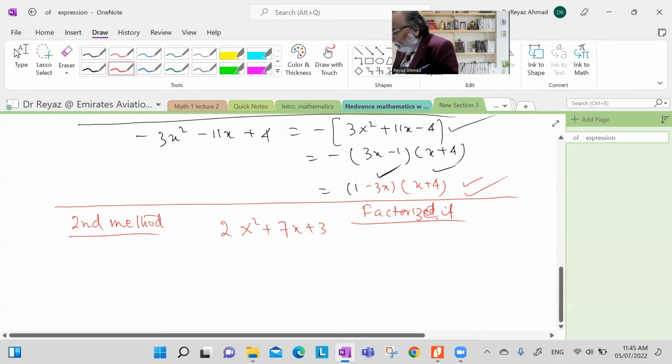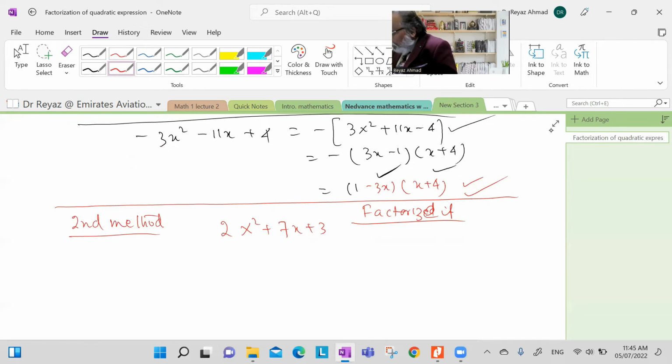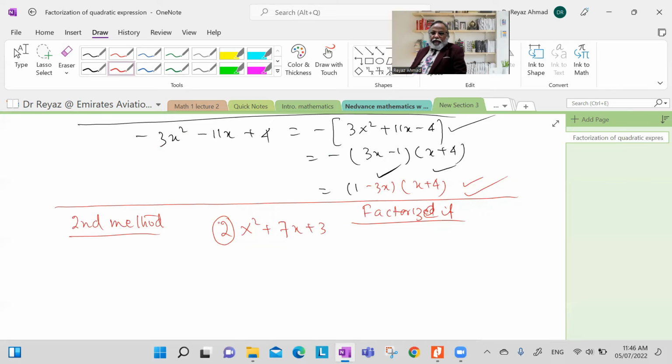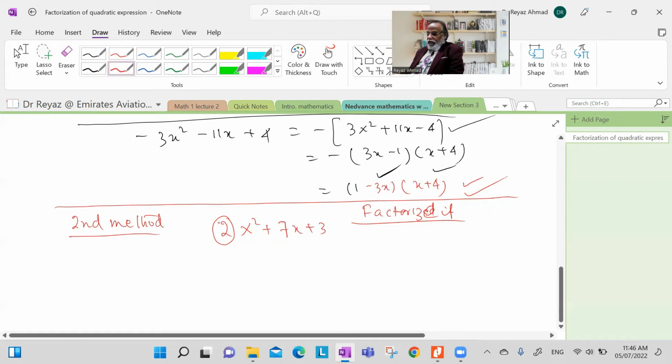Factorize it. Okay? So look at here. The method is to reorganize the system. What I'll be doing, this number is 2. I will always multiply each term of the expression by the number before x squared, which is 2 in this case. So I will multiply each one by 2.